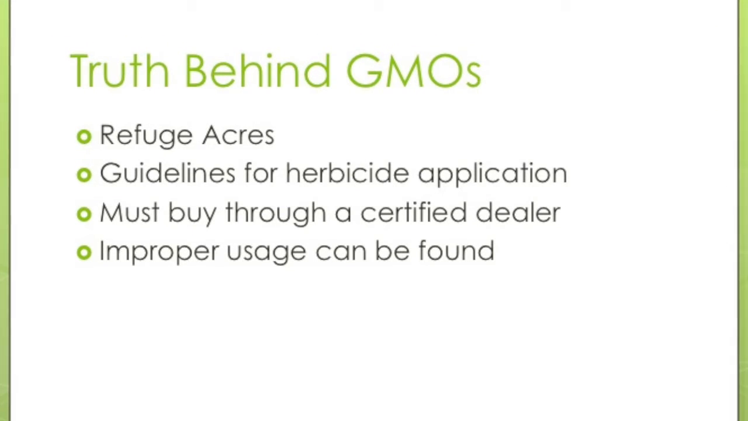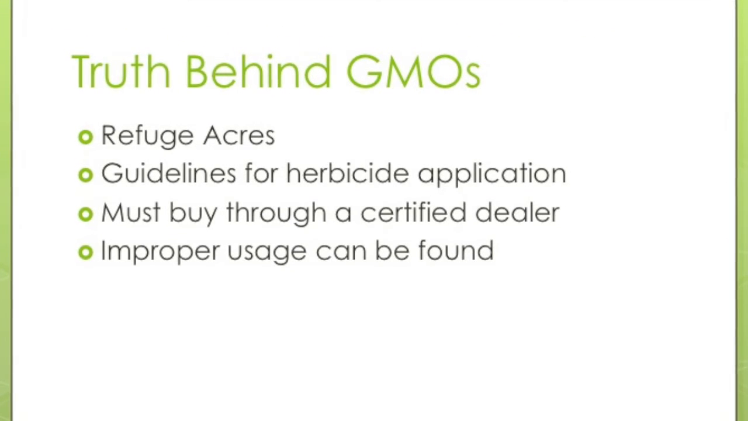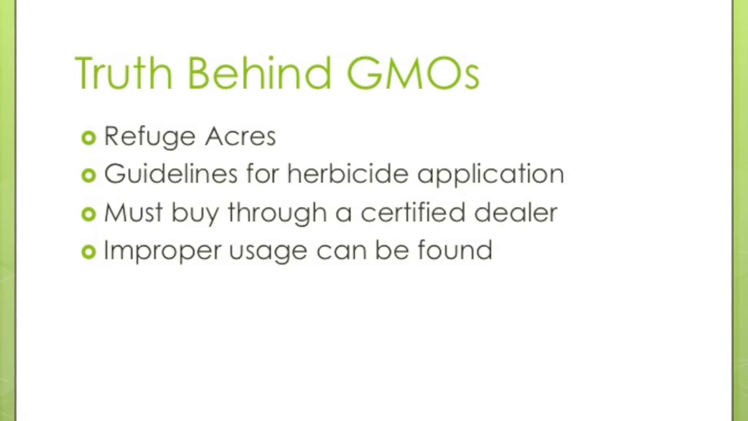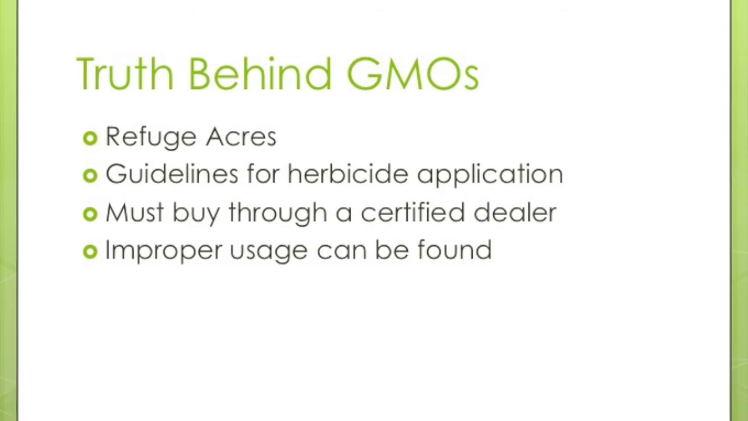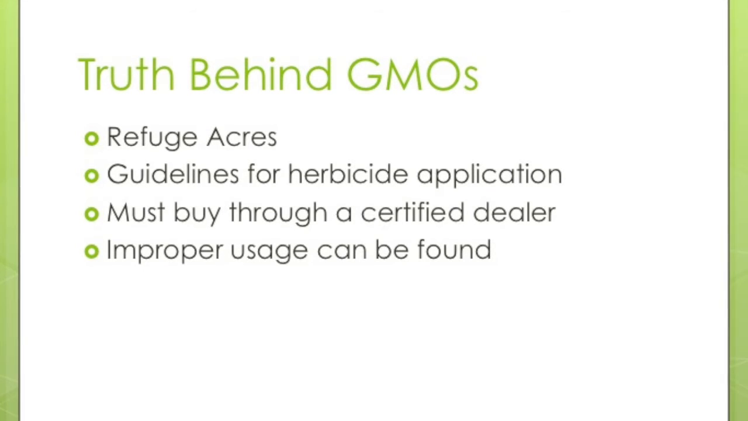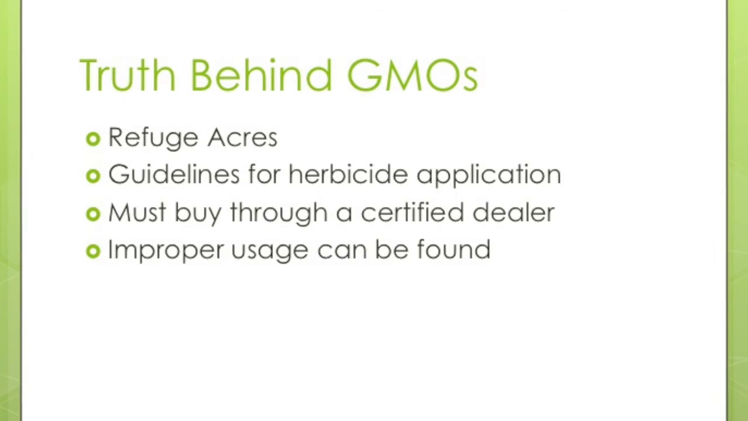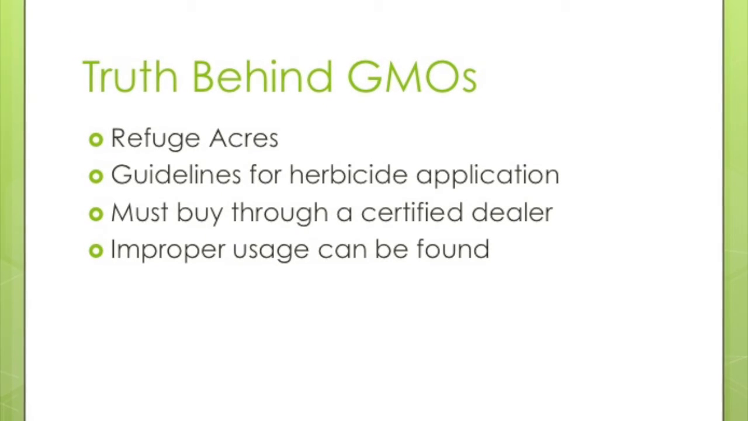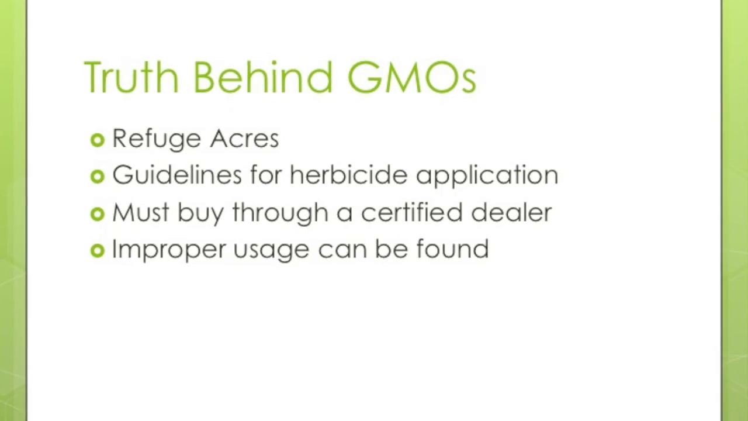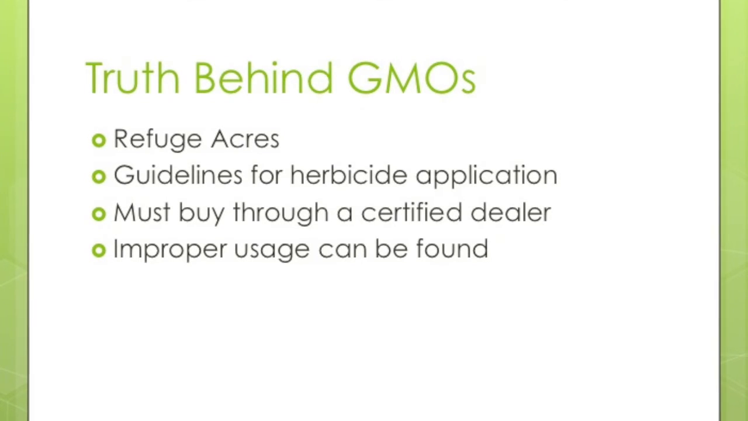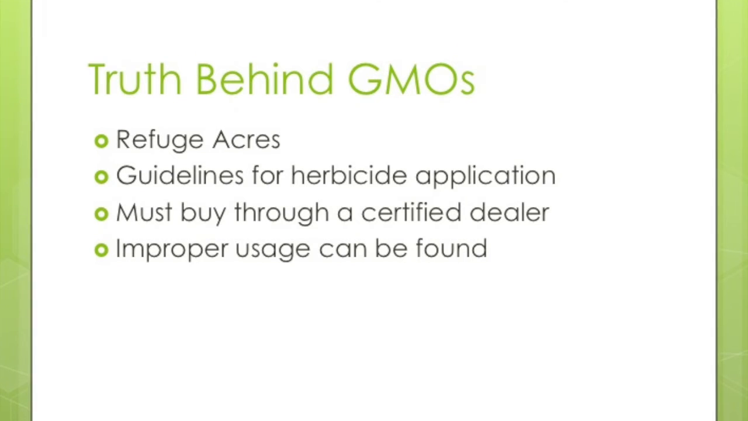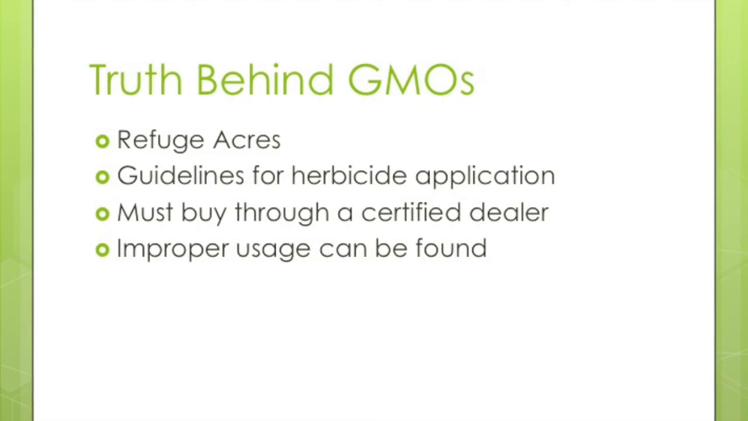Besides this refuge for Bt, all herbicide application for genetically modified crops has very strict guidelines as well. Just a few parts of these guidelines is the maximum allowed amount of a given herbicide that you can spray on an acre, and the actual time during any growing cycle that it is allowed. On top of these regulations, producers must buy their seed and herbicide through a certified dealer, who serves as another check that the producer is following the guidelines.